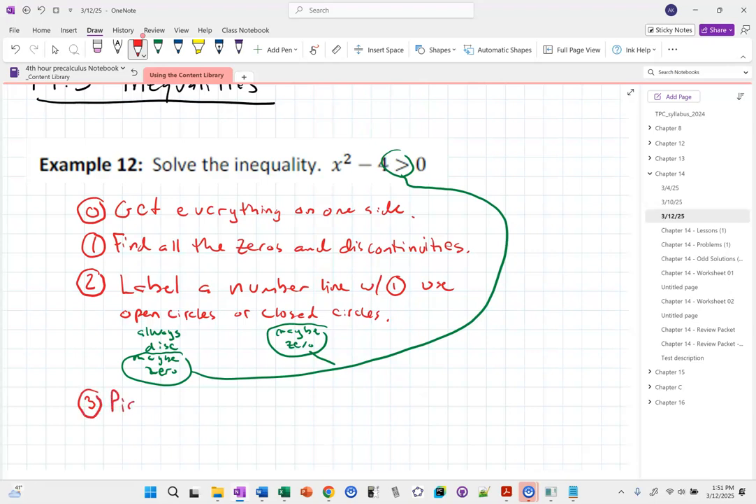Step 3, I'm going to pick a test value. We're going to pick a test value for each region separated by our answers from step 1.